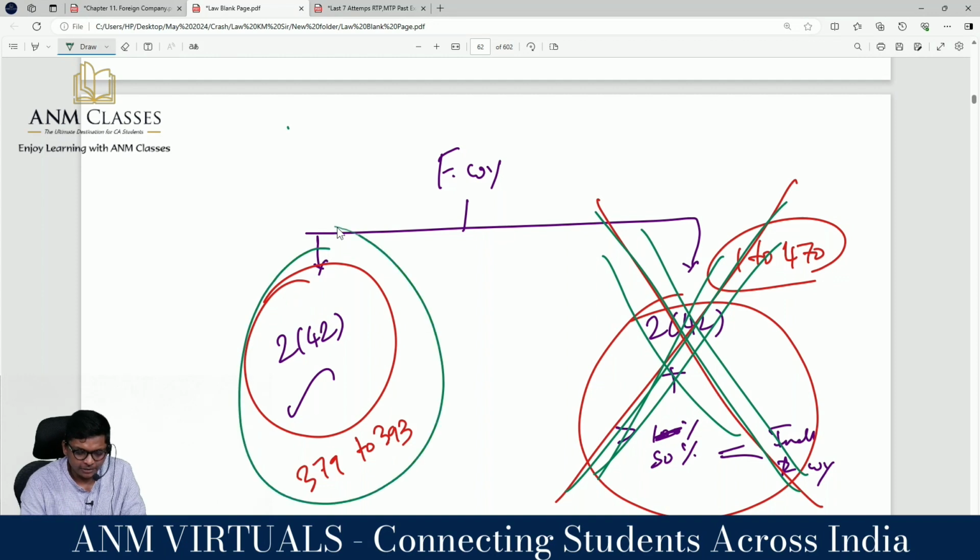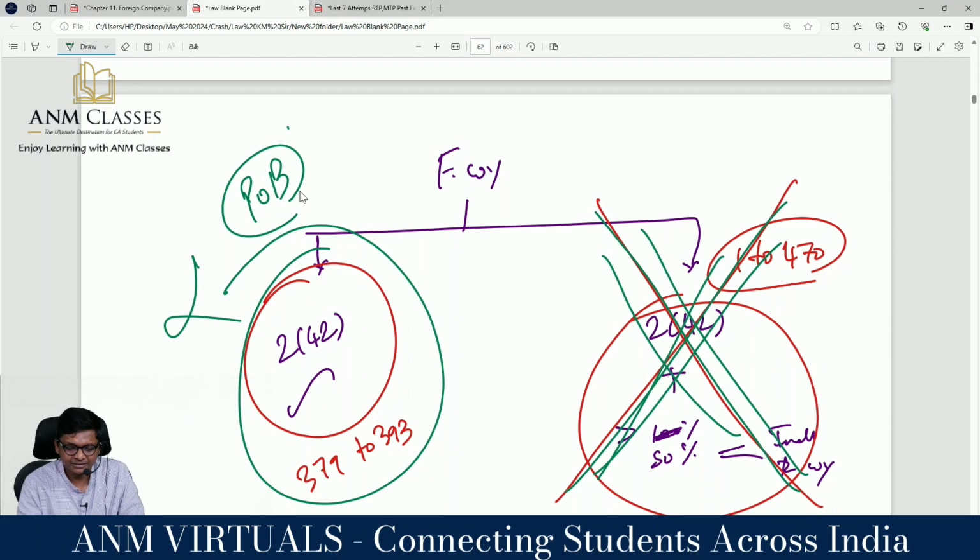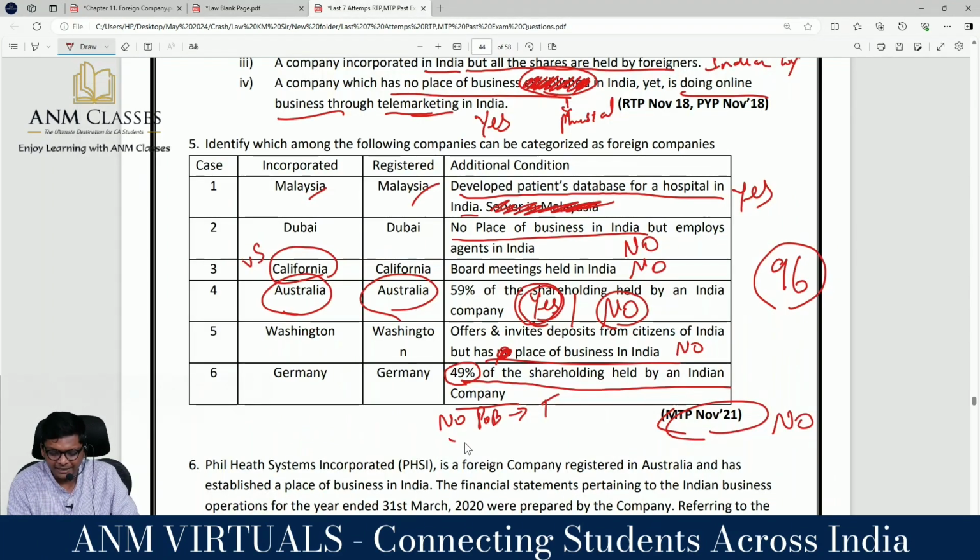It can either come here or not come here depending upon where the place of business is. So again I will give open-ended answer. If place of business is not in India, this chapter itself is not applicable. If place of business is in India, then it becomes a foreign company. Are you following, guys? 49% of shareholding held by an Indian company. Okay. Are you understanding, guys? See, here place of business is key. Are you guys understanding? Okay.